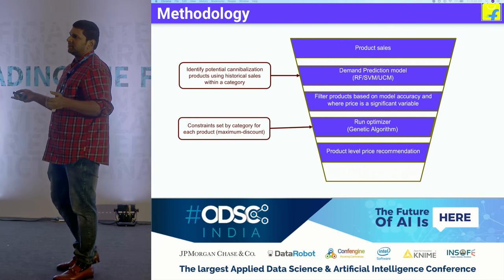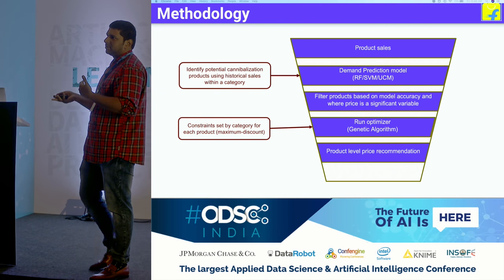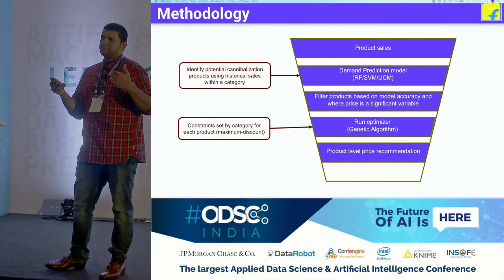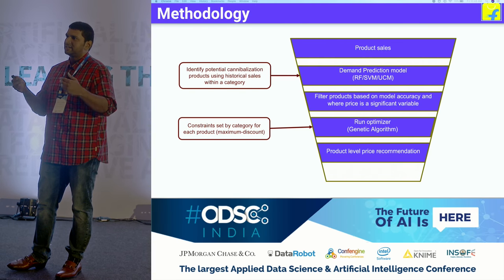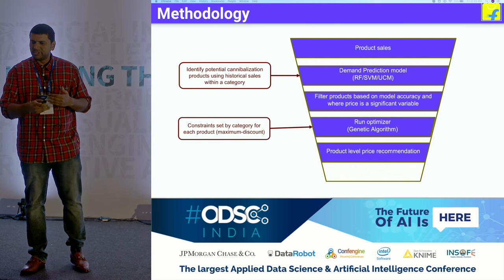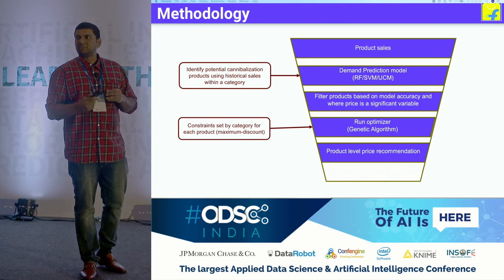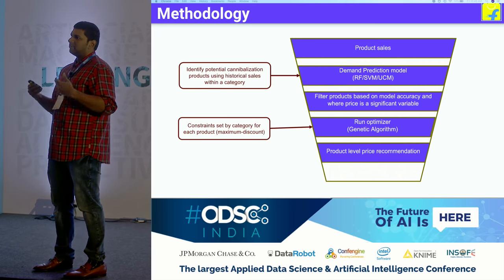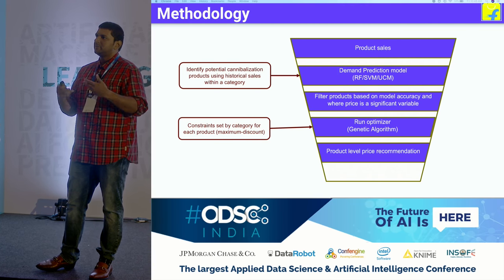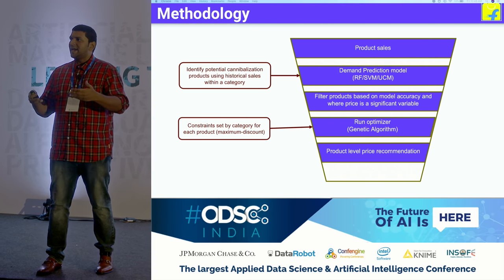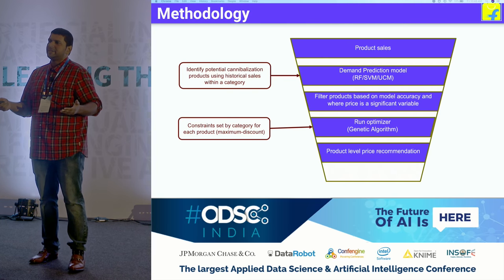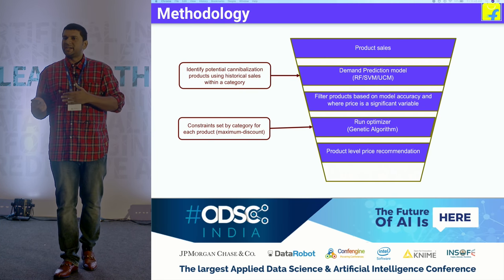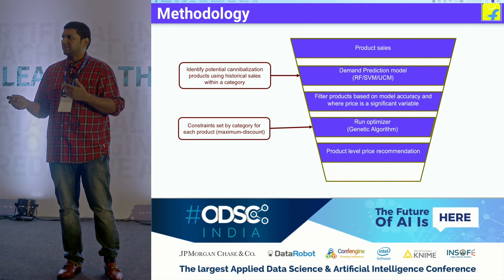Essentially, it's not going to be always 100%. It's going to be like 50%, 60%, and so on. We don't want to be modeling products which have very poor model accuracy and explicability, so we don't use them. And also, the other thing is that price has to be a significant variable. So either the price of the product itself or the price of other products affecting the particular demand has to be a significant variable. Otherwise, there's no point of actually taking it as part of the elasticity optimization itself, right?